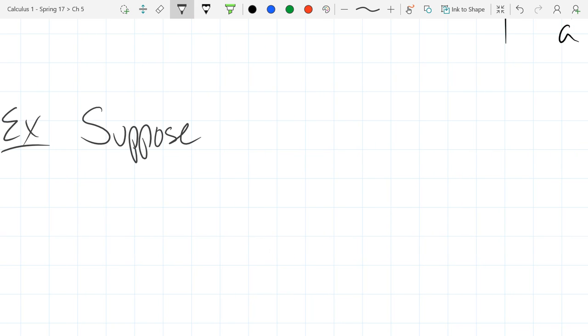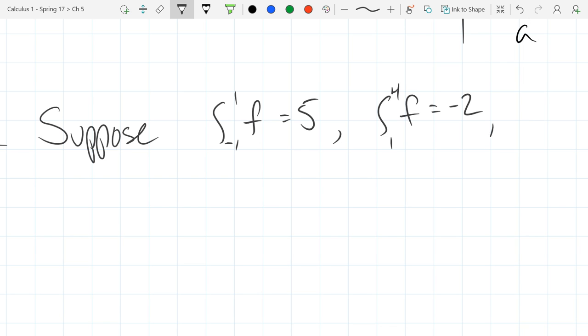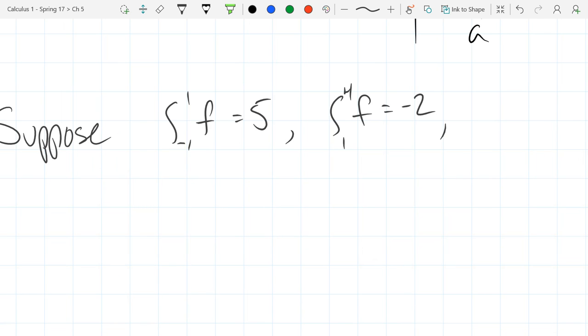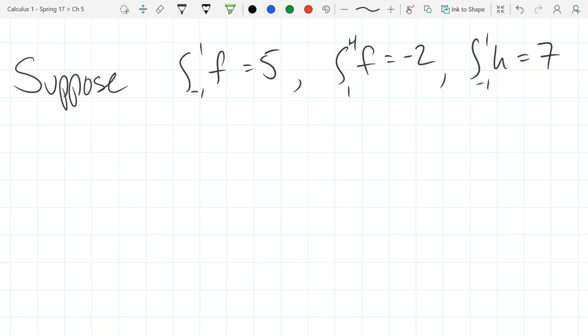So we're going to suppose that the integral from negative 1 to 1 of f is 5. So there's 5 units of area under the f function. And the integral from 1 to 4 of f is negative 2. And the last supposition, negative 1 to 1 of h is 7. And then I want you to find the integral from 4 to 1 of f.